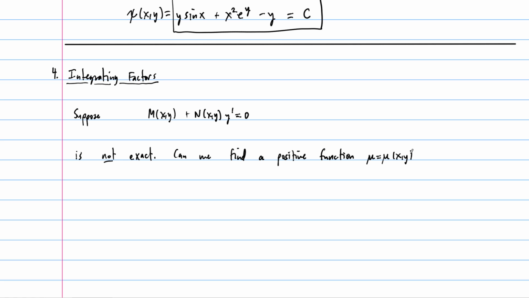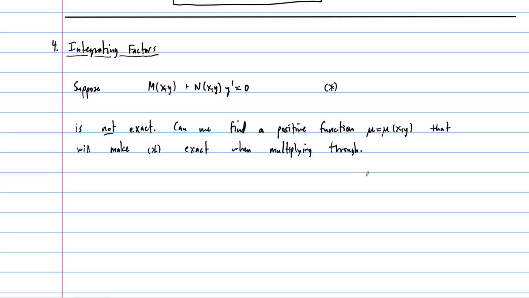So this, a priori, meaning at the outset of this investigation, this function could be a function of both x and y that will make it exact when we multiply through the whole equation, right? So the same exact idea that we used when we solved our linear equations. So I'm going to label this equation star. So we're going to make this exact when multiplying through, right? This is our goal. And of course, this then is going to give us some criteria for what kind of function this mu has to be.